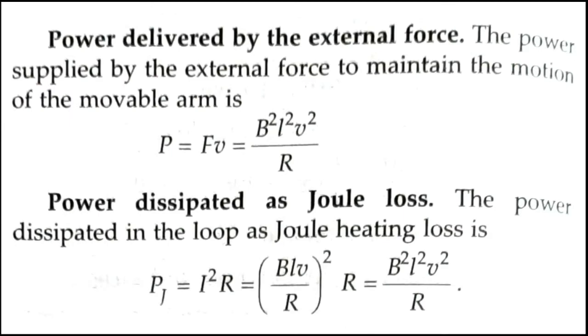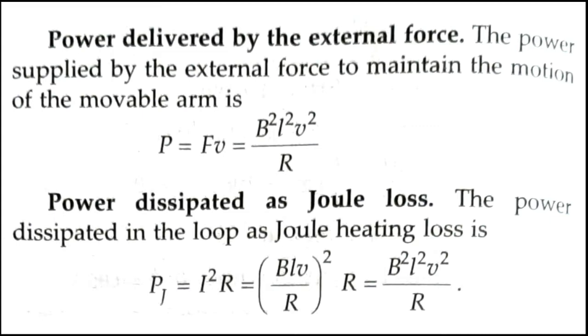Now the power delivered by the external force: the expression for power delivered, which we studied last year, is P equal to F dot V. Here F and V are in the same direction, so theta equals 0, and F dot V becomes FV. So we have the power delivered by the external force, or the applied force, as B square L square V square by R, that means F multiplied by V. So this is the expression for power delivered by the external force.